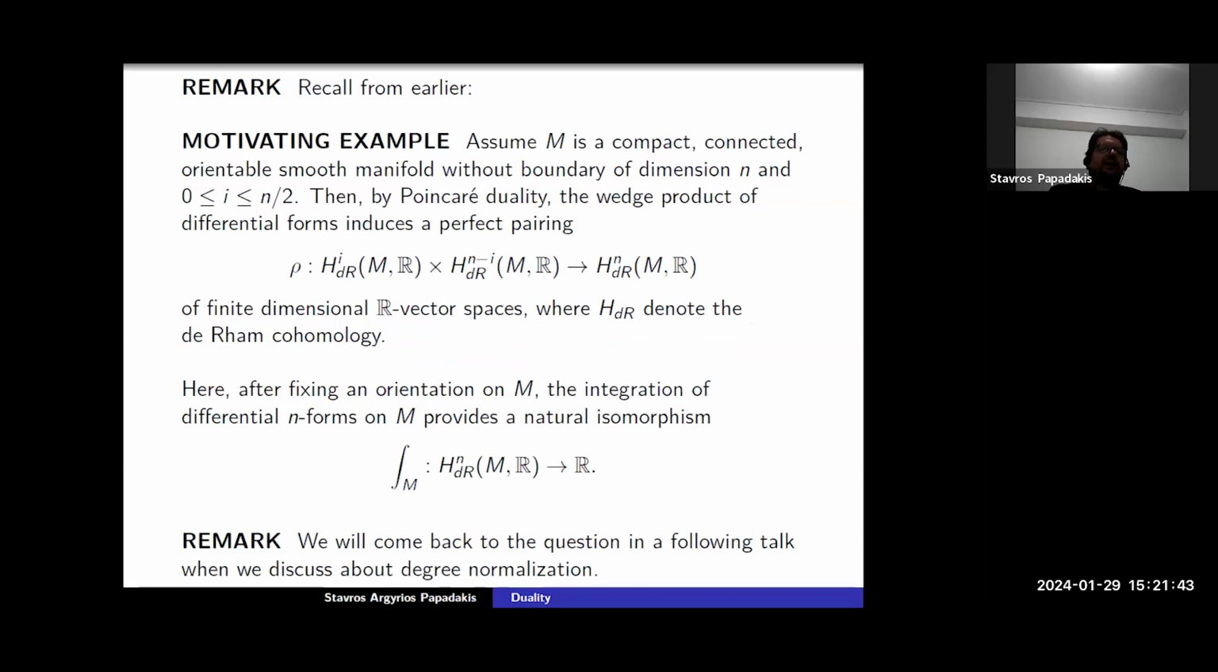I repeat the motivating example, but I will not read it again. We have the Poincaré duality on the rank of homology of a suitable smooth manifold. M has to be orientable, otherwise the top homology is zero. And it's well known that after fixing an orientation on M, the integration of differential n-forms on M provides a natural isomorphism from the top homology to the field of reals.